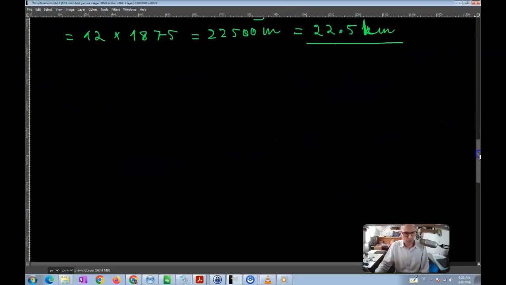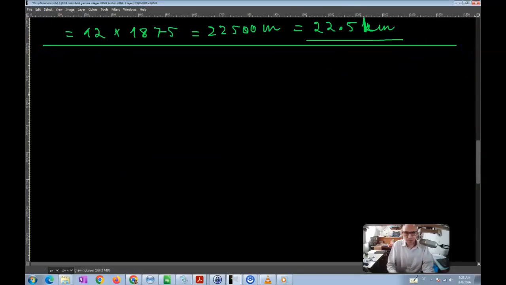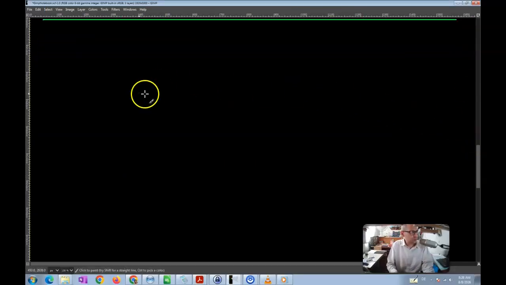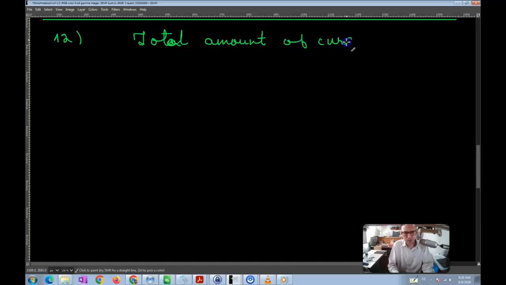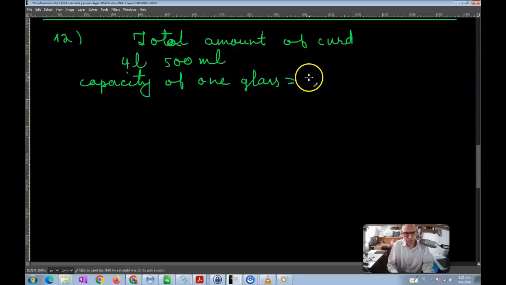So question number 12, we have the total amount of curd, which is 4 liters 500 milliliters, and the capacity of one glass is 25 milliliters, right? So then how many glasses can we fill?